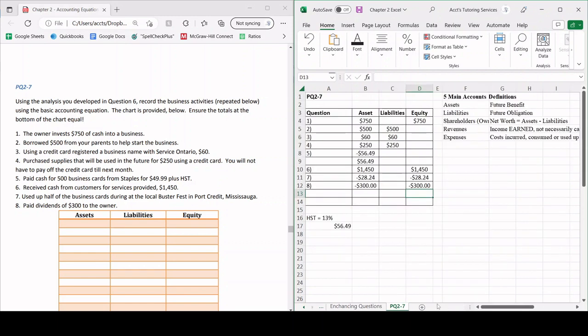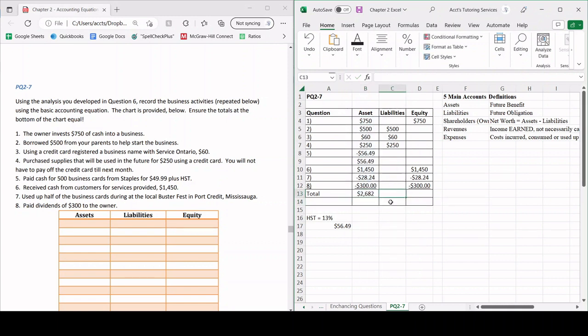Now at the end, we're going to calculate the totals. So we're going to simply put in a formula to sum all these together. So 750 plus 500 plus 60 plus 250 minus 56.49 plus 56.49 plus 14.50 minus 28.24 minus 300. I'll put in a quick formula for this.